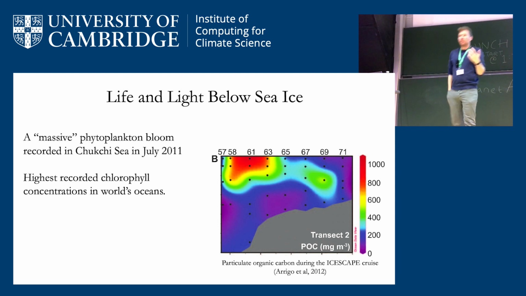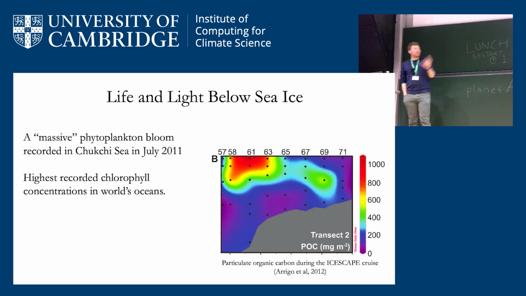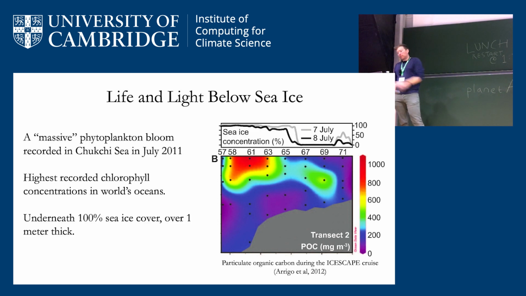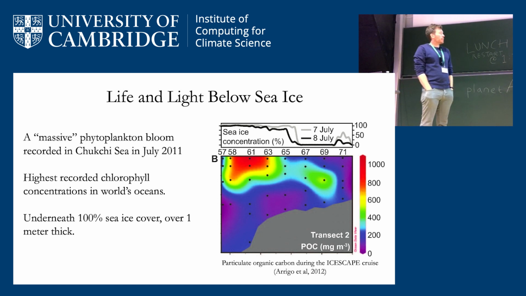So we have high levels of phytoplankton carbon in the ocean, and the integrated chlorophyll concentrations were higher than basically had ever been recorded anywhere else. That's cool. But what actually made this newsworthy was it took place completely under ice. So there was 100% sea ice concentration. The ice was over a meter thick, and yet we had this massive growth of phytoplankton.